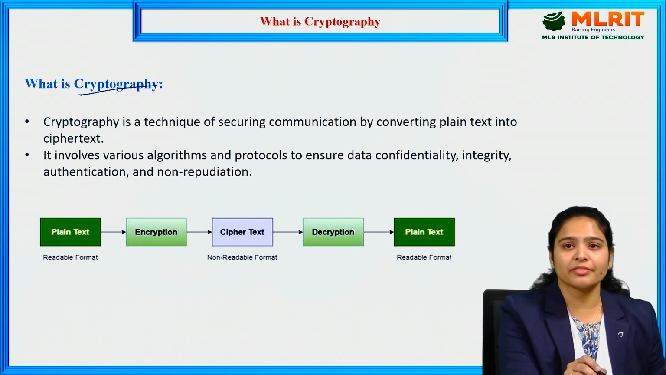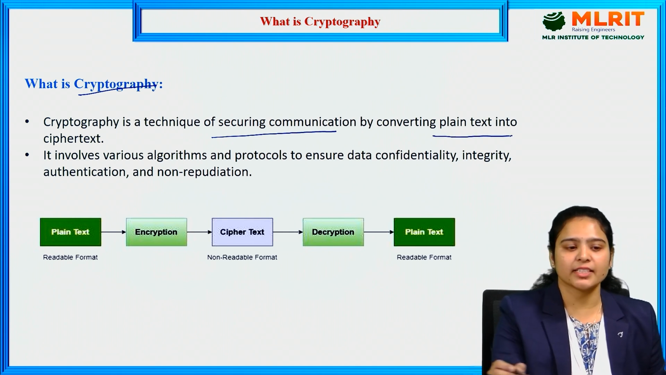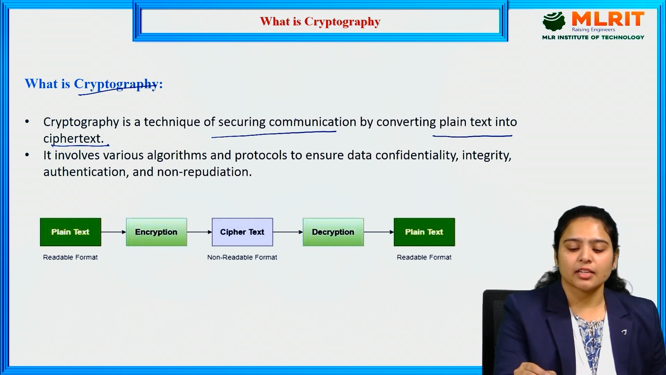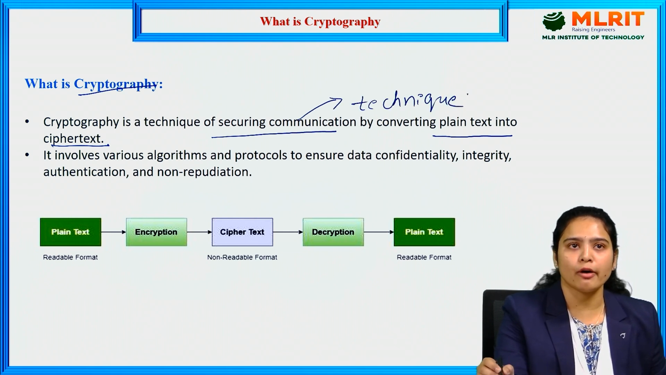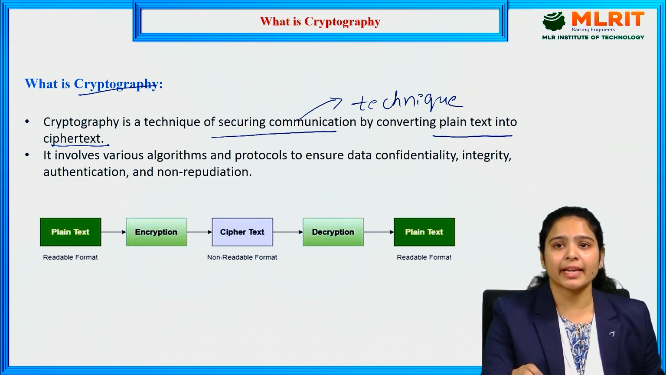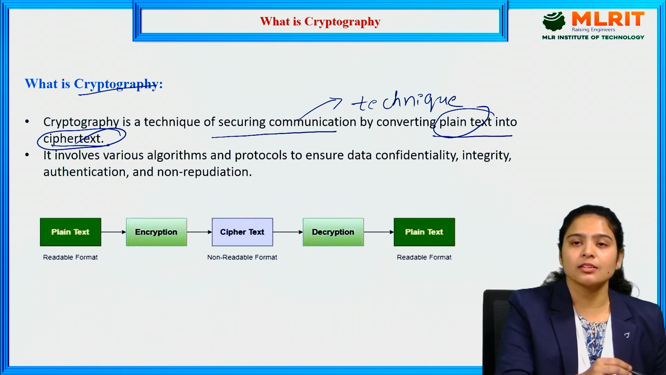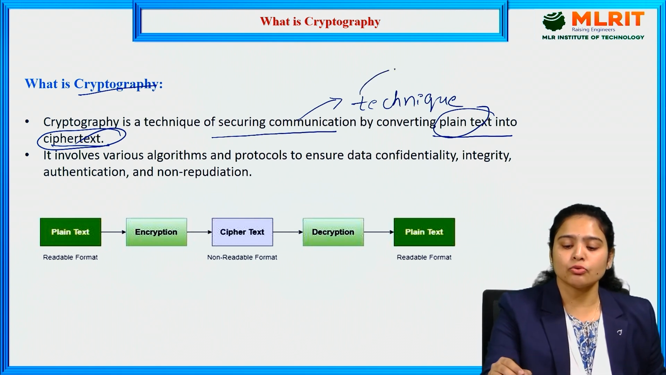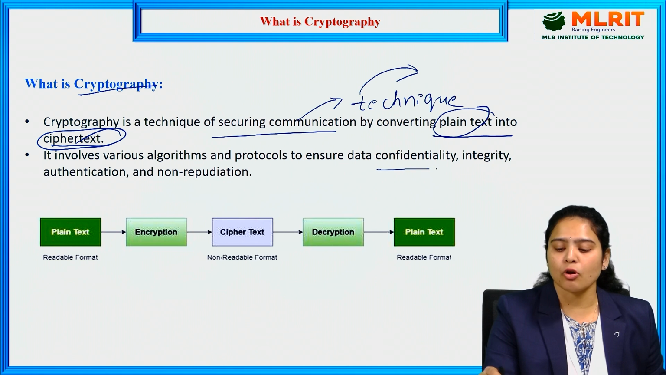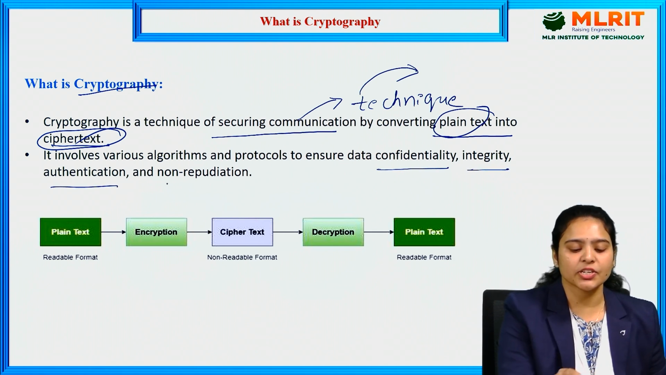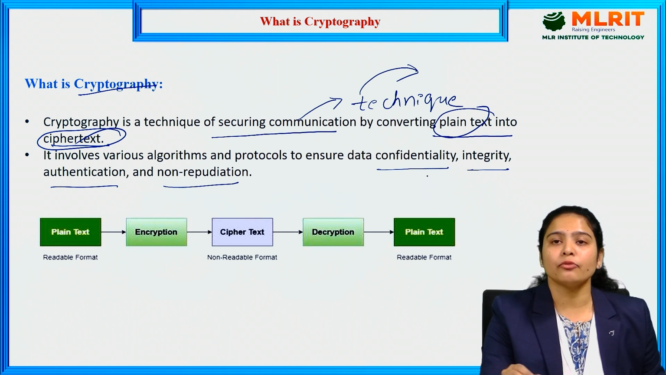The word cryptography is nothing but securing communication and converting plain text to ciphertext. The communication and techniques also come under cryptography. Cryptography mainly relates to securing communication and techniques related to plain text and ciphertext. These two are used for confidentiality, integrity, authentication and non-repudiation. These are the four techniques used in the cryptography process.